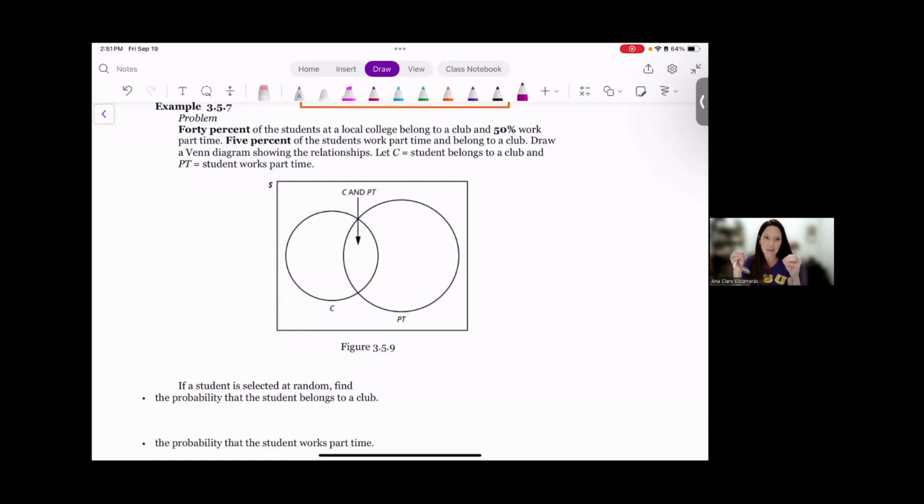If this is a percent, we should have 100%. So it may not be all 100% in the circle, but in our sample space, everything needs to add up to 100%. I know that 40% belong to a club and 50% work part-time. Now I have 5% of the students work part-time and belong to a club. And remember, their intersection goes in the middle. So they work and they go to the club. That's 5% right here.